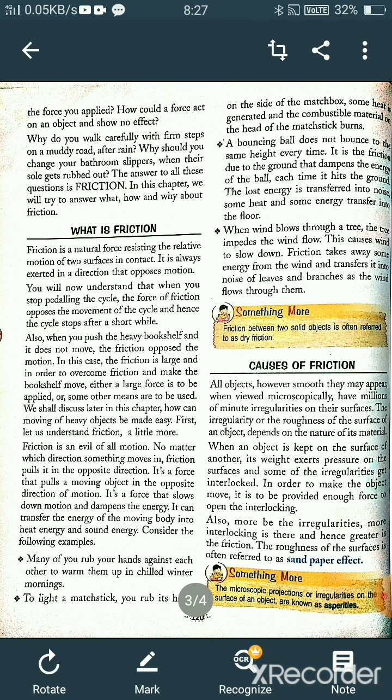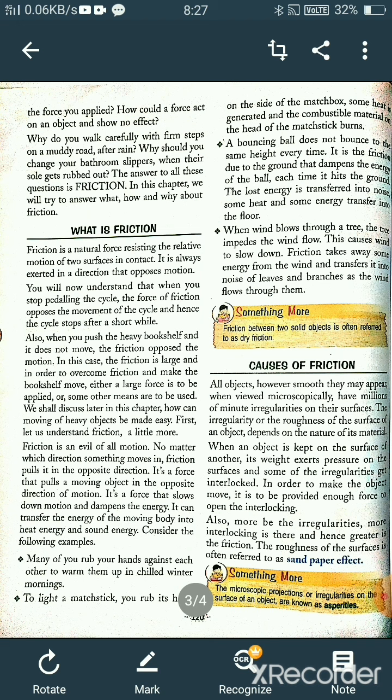So we shall discuss that later. But how can moving a heavy object be made easy? First, let us understand friction a little more.